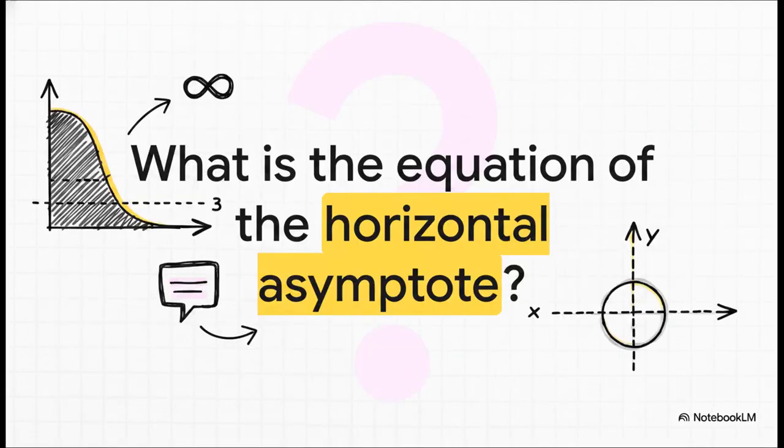Speaking of limits at infinity, let's just pause the explainer for a second. Think about this mid-test challenge. If a function's limit settles precisely at y equals 3 as x goes to infinity, what is the geometric equation of its horizontal asymptote? Post your equation down in the comments right now before we continue.